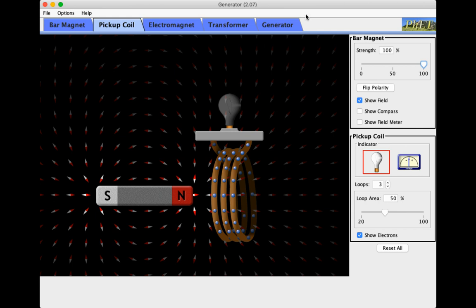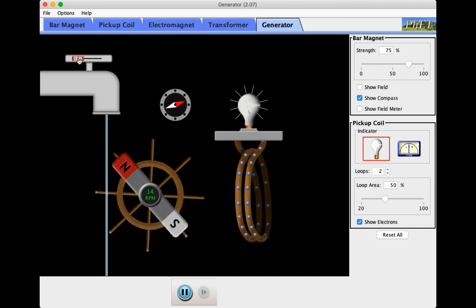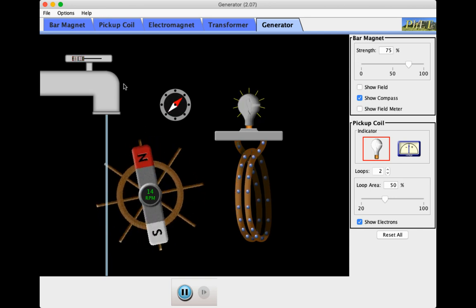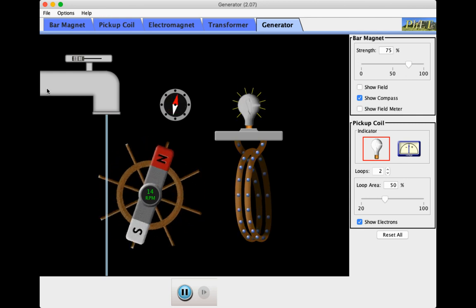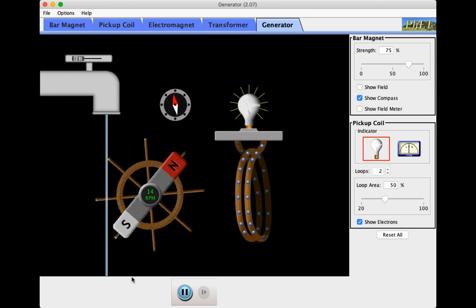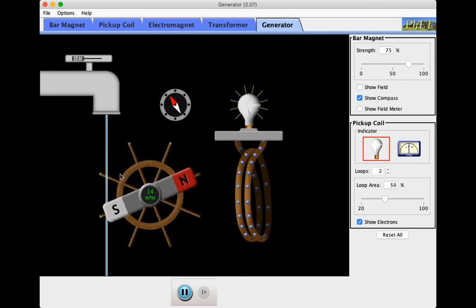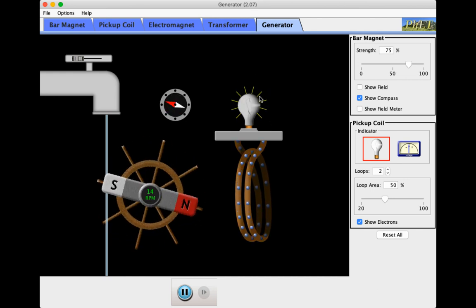Okay, now we're going to go up here and we're going to click on the generator tab. When we turn on the flow of water, the water is now pouring. This is a wheel, so it's like a water wheel. The flow of water out of this tap is causing the wheel to move. So we're taking this potential energy from the water falling, and then it's kinetic energy, and that's turning into kinetic energy in the spinning wheel, the spinning magnet. And that is therefore somehow creating this electrical energy.